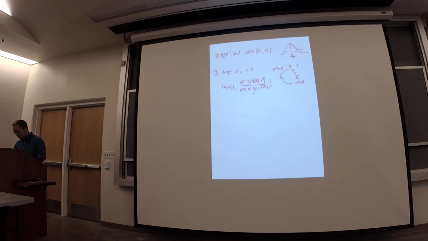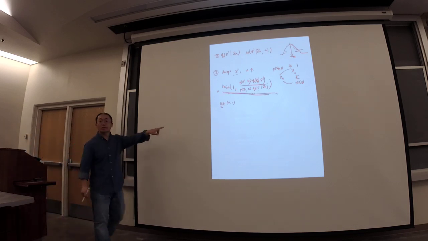And how do you implement this? How do you implement accepting Z prime with this probability? Yeah. We first generate a uniform distribution random variable, right? And just test whether this uniform random variable is less than this probability. If it's less than this probability, then we accept Z prime. Otherwise, we reject it. You can calculate that the probability that you accept it is exactly this probability, right? So just these two steps.